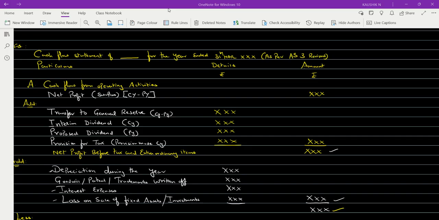Very good. Dividend. If suppose I have invested in the debentures of a company, what will I get in return? Very good. Even in the banking schemes, bank will pay me interest.